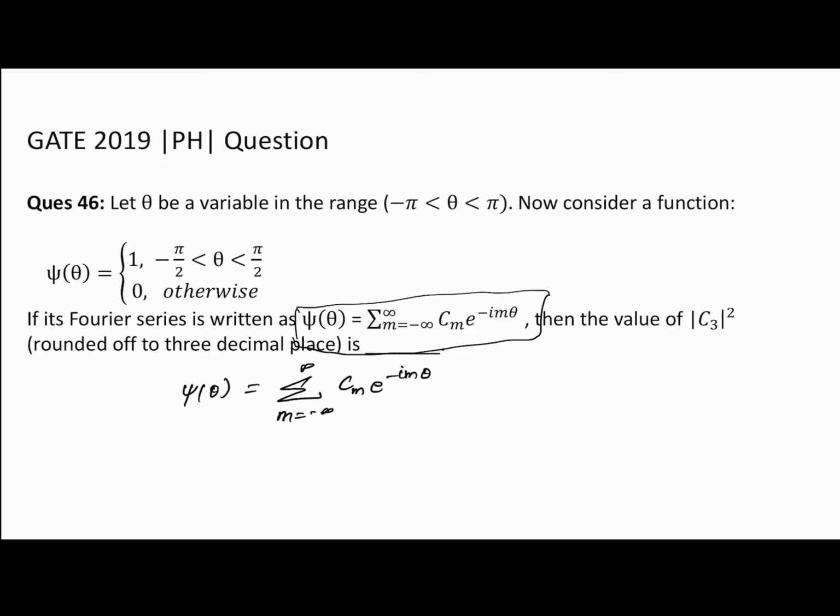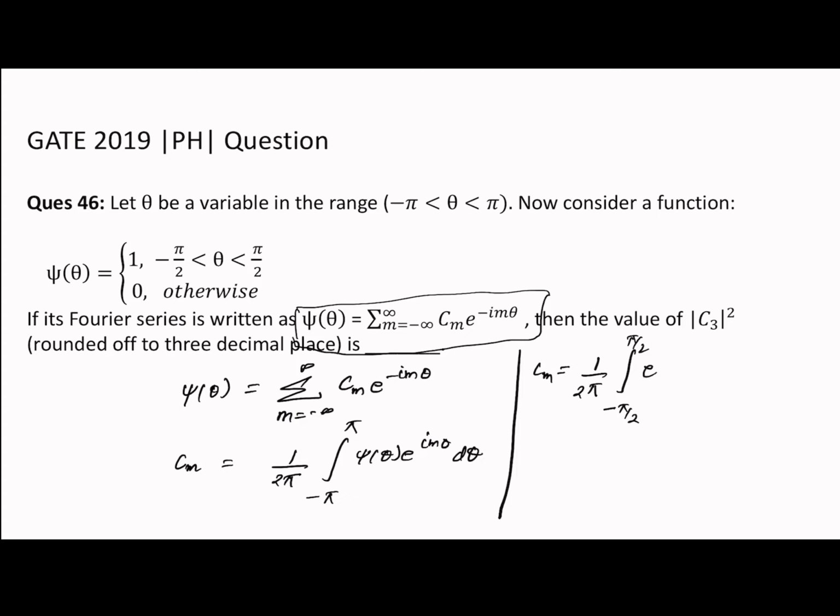and corresponding to this we can write the coefficient c_m as 1 by 2 pi. Here, since the limit is from minus pi to pi, we'll just take this limit, psi of theta exponential iota m theta d theta. So we need to calculate this, which is from minus pi by 2 to pi by 2, it's 1, it's exponential i m theta d theta plus 0, because for all other values psi of theta is 0.